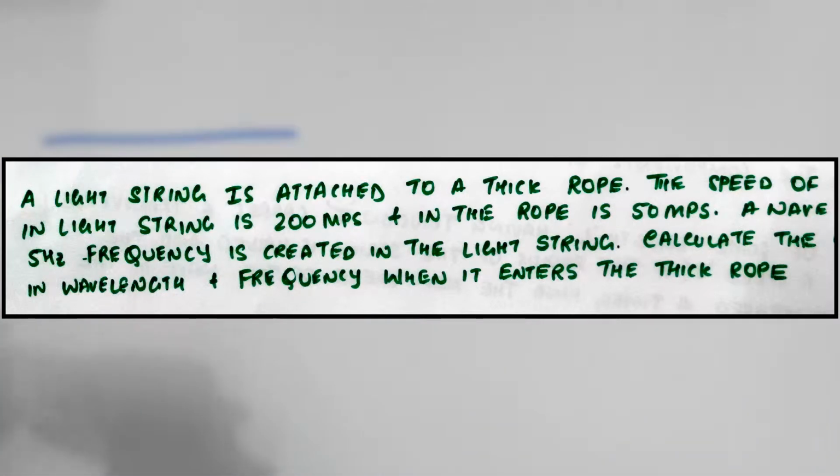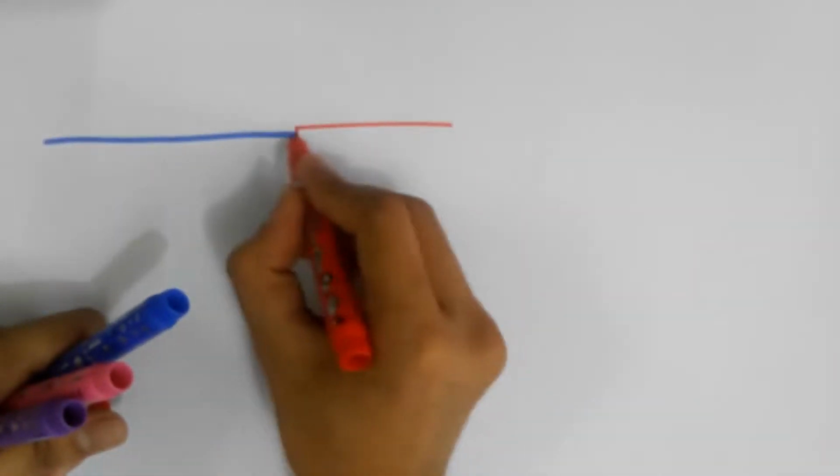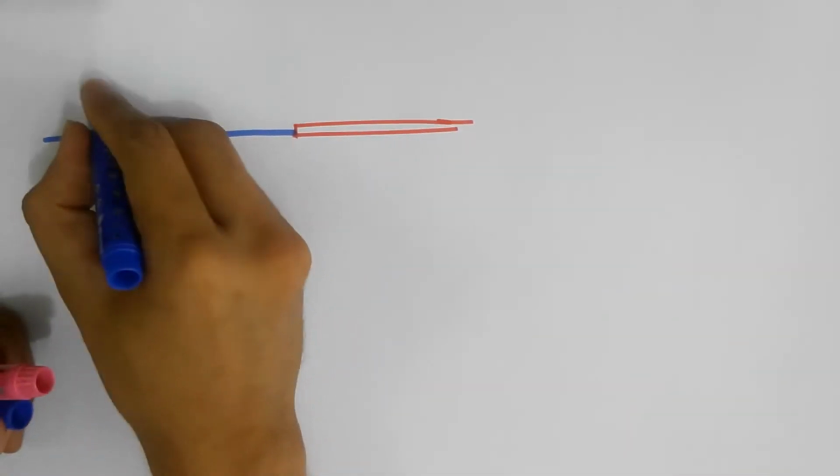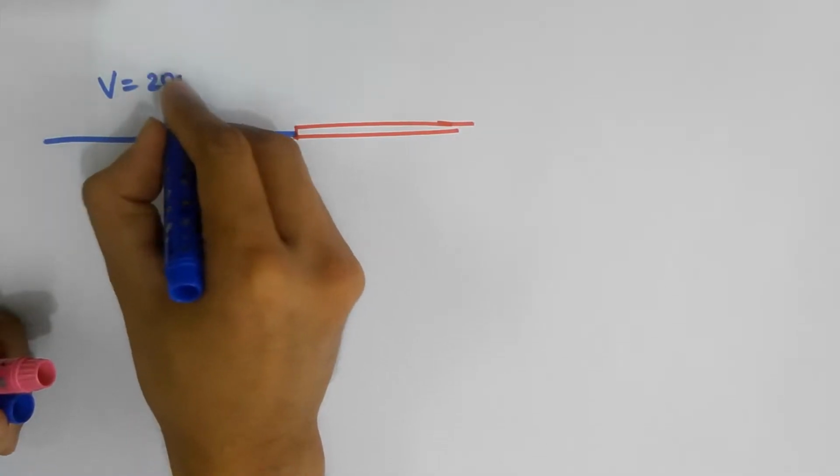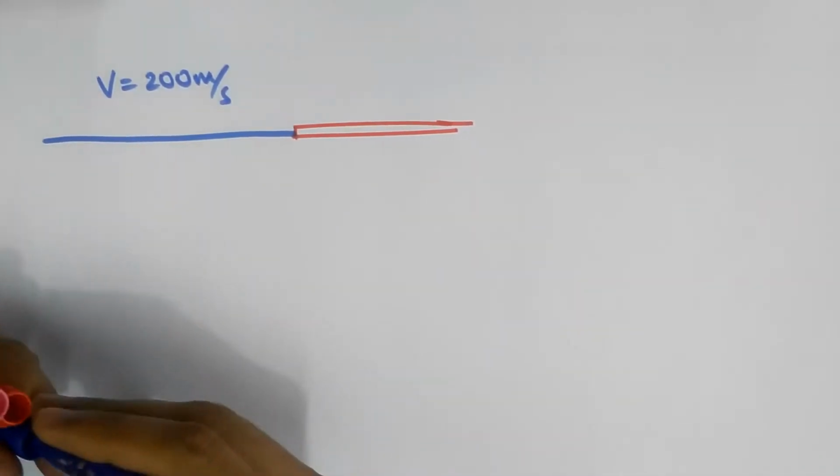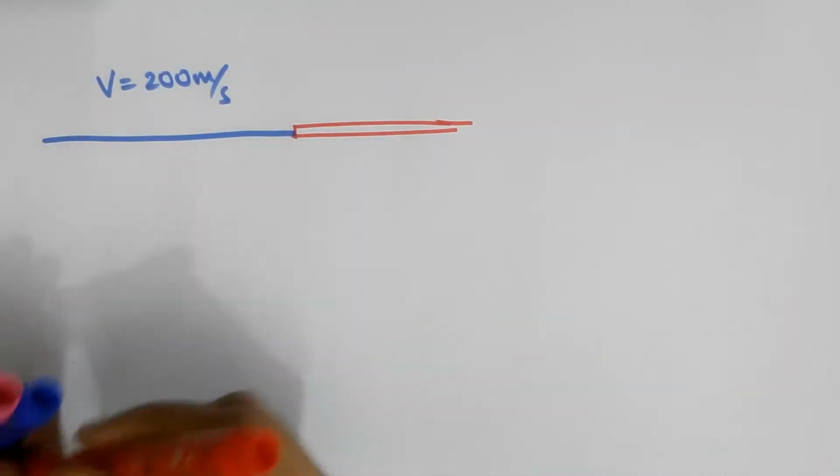Here's a light string and it's attached to a thick rope. So here is the thick rope. I'm going to show a red one for the thick rope. The speed of a wave in the light string is 200 meters per second. So over here, velocity is 200 meters per second. And in the rope it is only 50 meters per second.